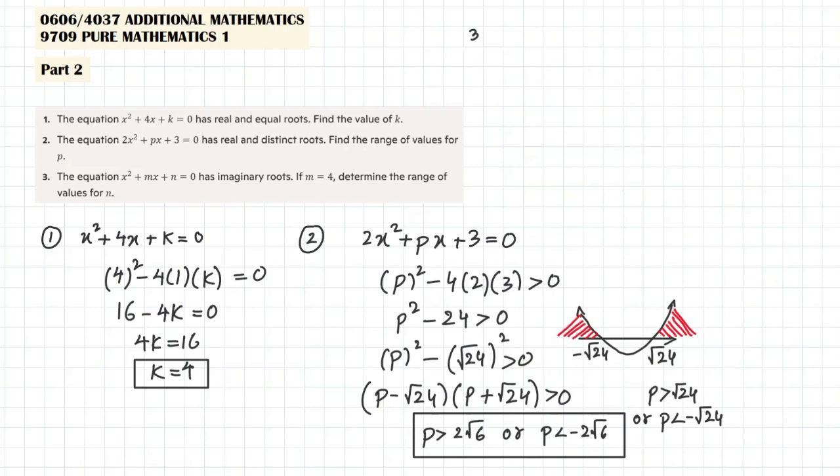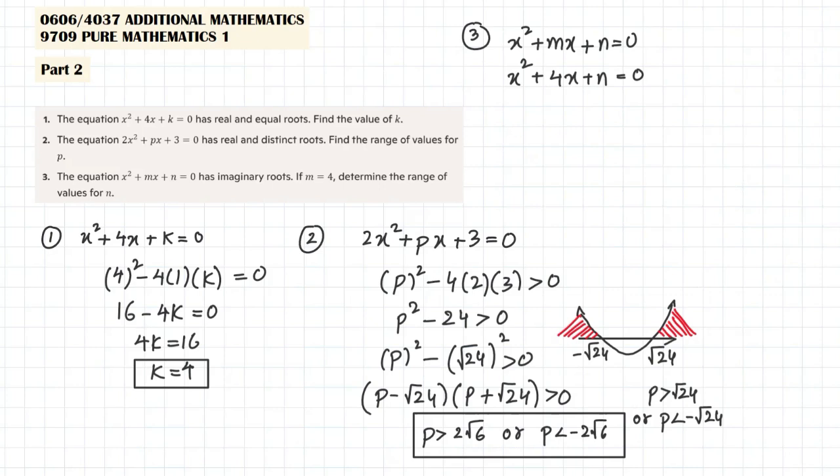Okay, problem 3. I'm going to solve it over here. They're saying the equation x squared plus mx plus n equals 0 has imaginary roots. Okay, so m is given, m is 4. So I can substitute the value of m. Now this equation looks like this.